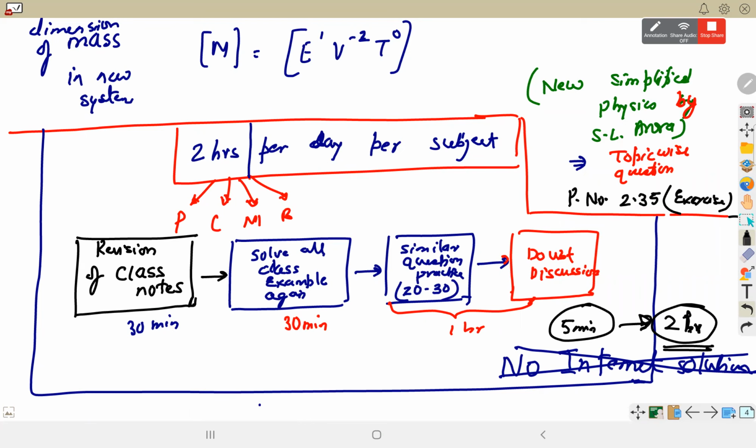So what have we written there? Page number 2.35, this is an exercise from Mr. Arora. If you have the book, then you can try this exercise. It is related to a similar concept, deriving the expression.